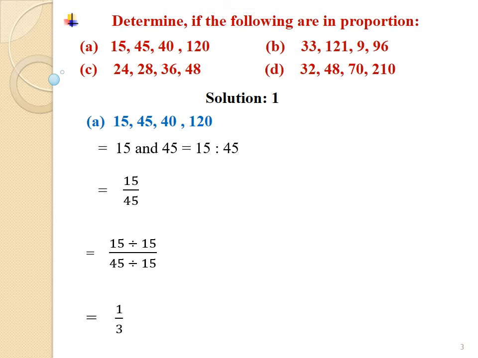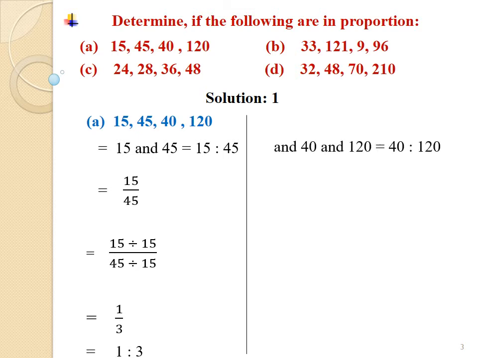Now, let us write the second ratio as a fraction and reduce it in the simplest form if it is not in the simplest form. 40 and 120 equals 40 is to 120 equals 40 upon 120. Now, reducing 40 upon 120 by their HCF 40, we get 40 divided by 40 upon 120 divided by 40. Now dividing 40 by 40 and also 120 by 40, we get 1 upon 3.